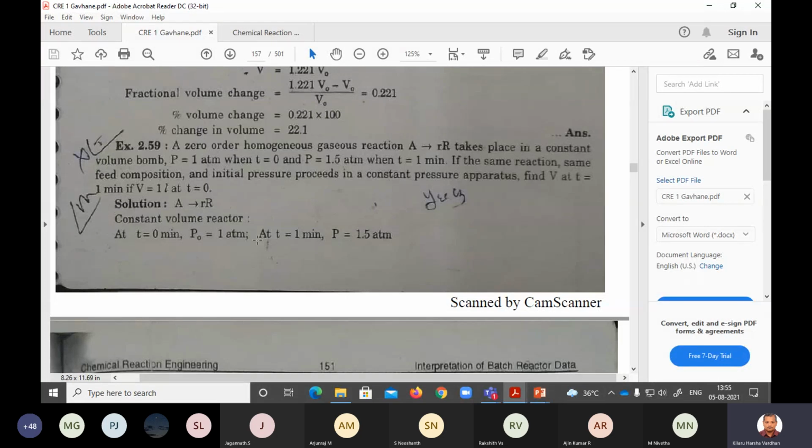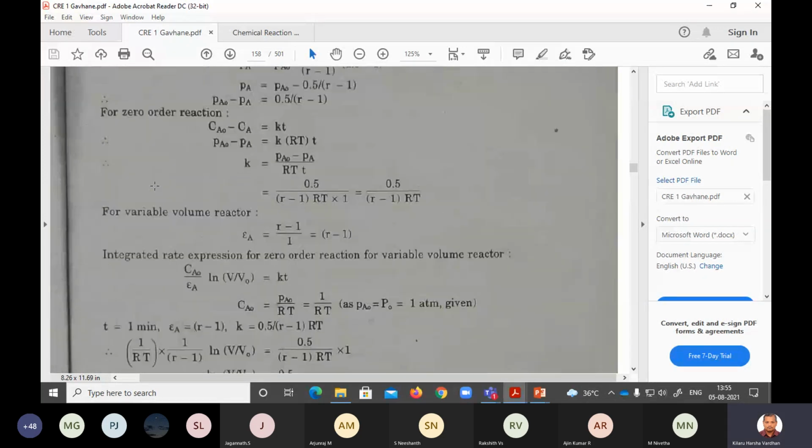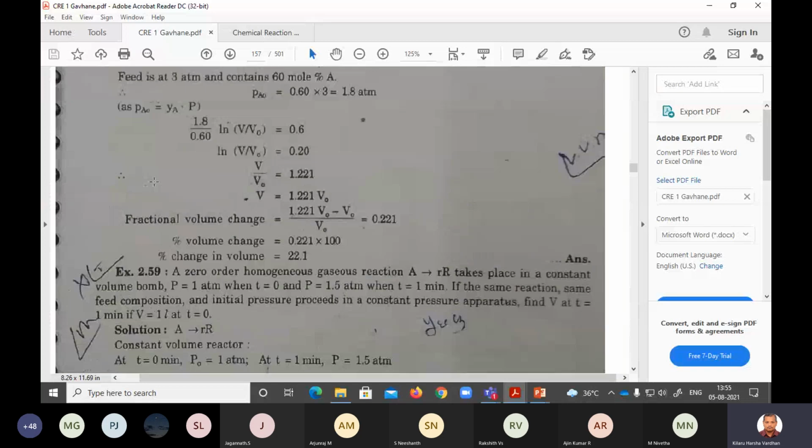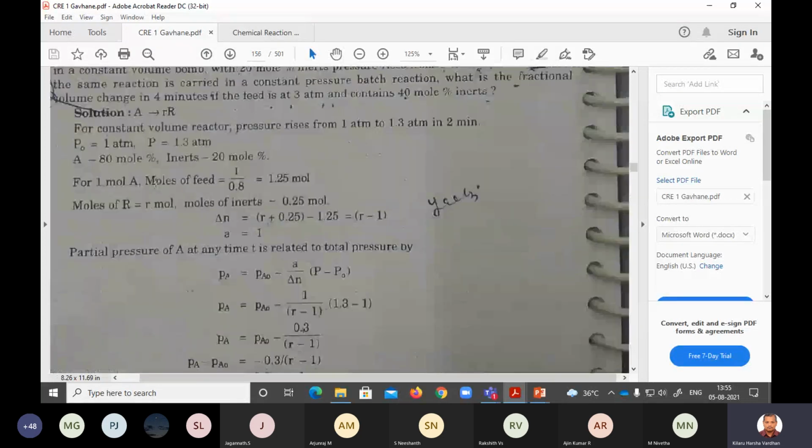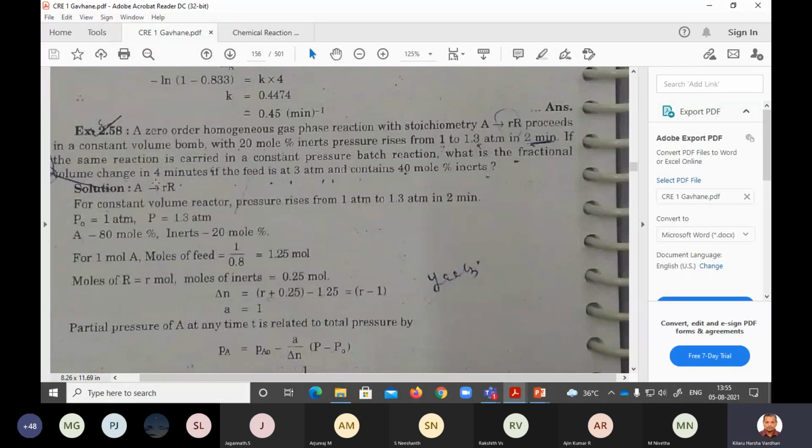Yeah, please write down the problem. A zero order homogeneous reaction takes place. I think this problem is different than what I am having. One second. I think this is not the problem that I am having. Sorry, this problem is what I'm having in my own notes.